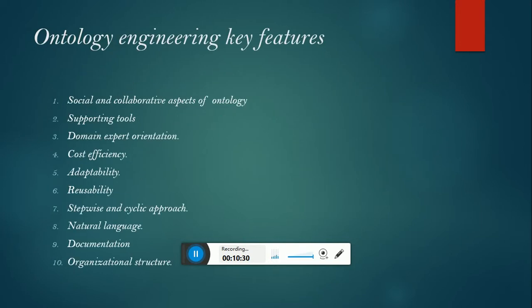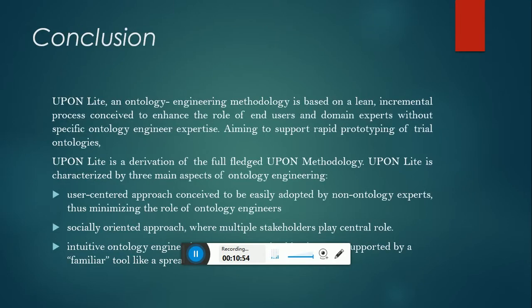Okay, so what are the ontology engineering key features? Number one is the social and collaborative aspect of ontology. Number two is supporting tools. Number three, domain expert. Four, cost efficiency. Five, adaptability. Six, reusability. Seven, stepwise and cyclic approach. Eight, natural language documentation, and last but not the least is organizational structures.